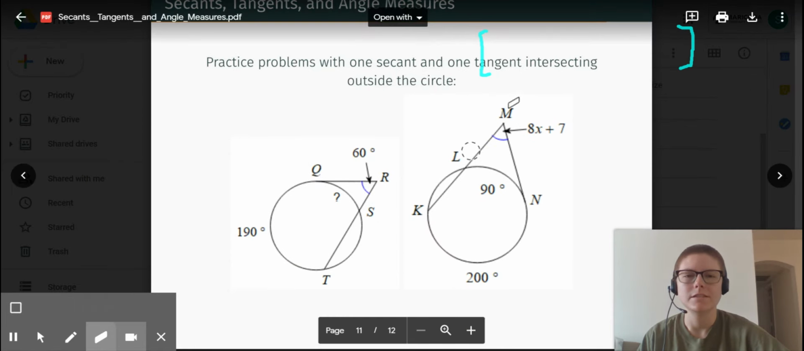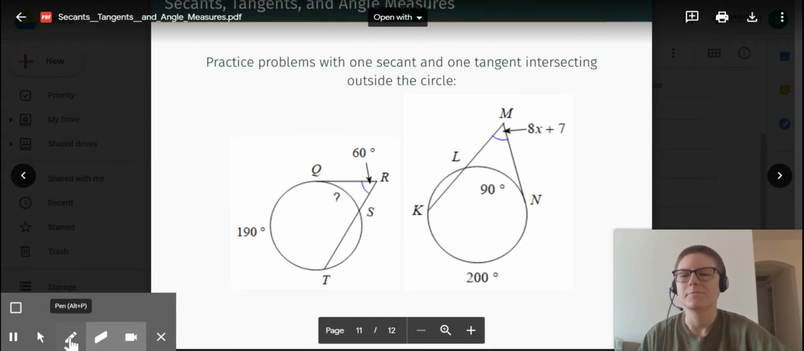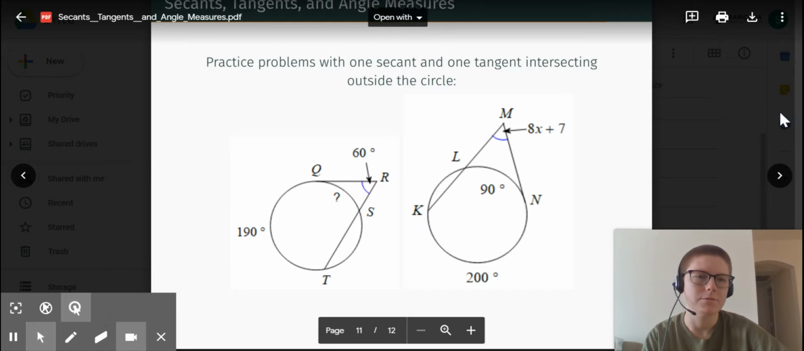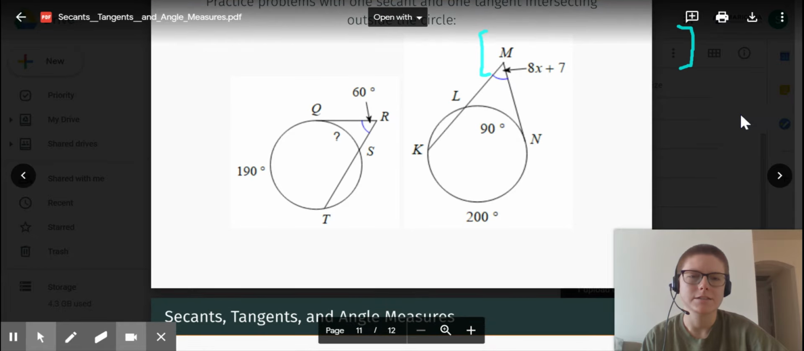For some reason, this one set of square brackets did not erase. Okay. So we've got now one secant and one tangent intersecting outside the circle. Why is it back? Okay.